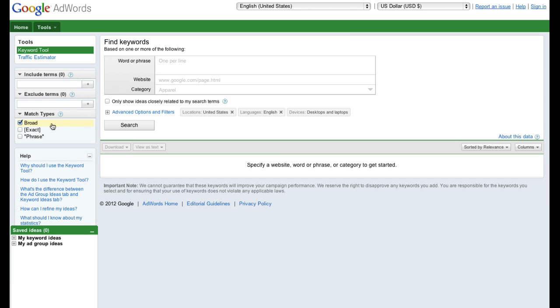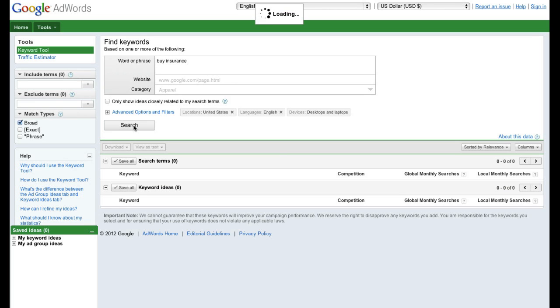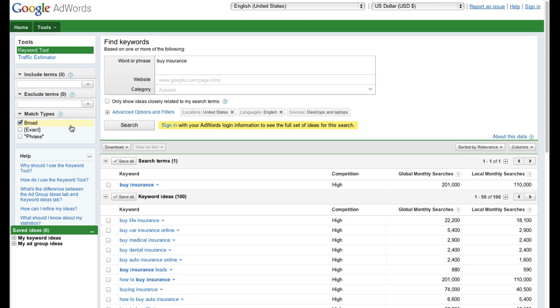You'll see by default broad is selected. Now what broad means is not just the keywords you enter, not just the search volume for those, but how many people are searching for other relevant related phrases. So let's look at something like buy insurance. So I type in buy insurance and I hit search. Now this is broad, okay? And I go, oh wow, okay. Well, there are 201,000 people searching for this.